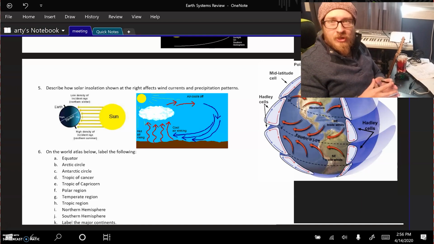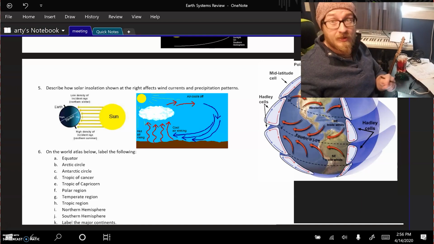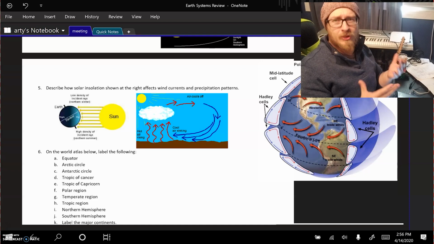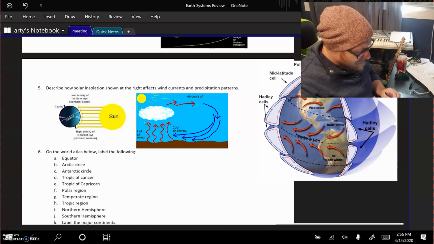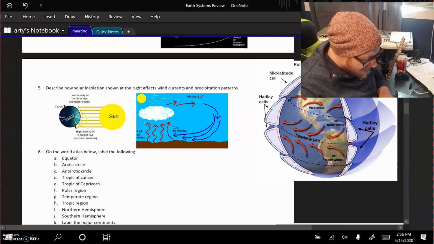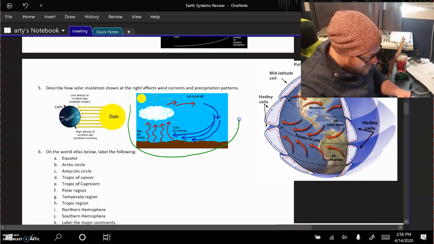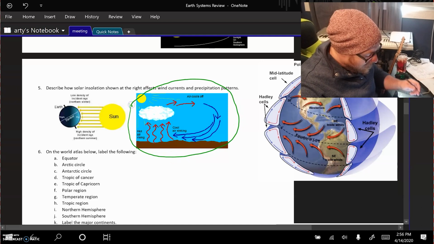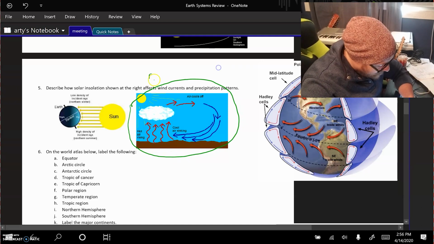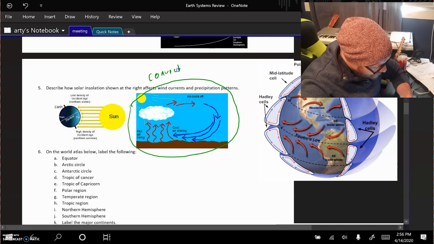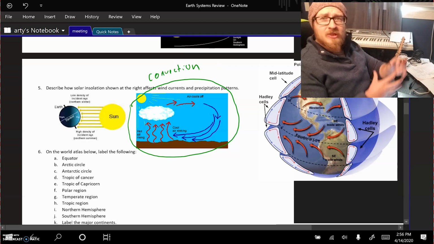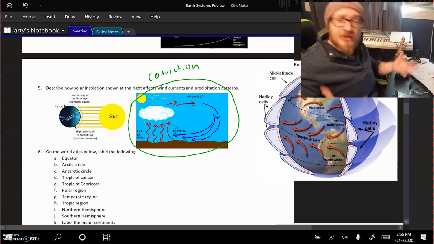Well, don't mistake insolation with insulation with a U. Insolation is solar energy, the amount of solar energy. So the amount of solar energy you get in each area is actually going to affect these updraft and downdraft cycles, right? So these are your convection cycles. And in the atmosphere, they're powered by the sun.